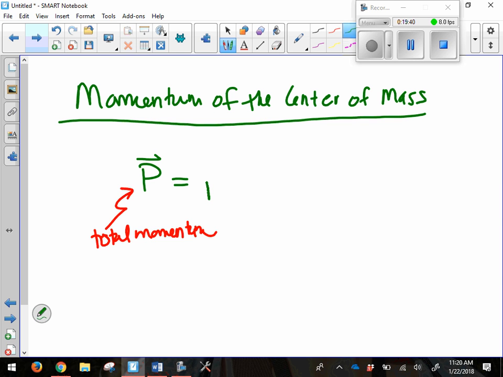Because, of course, I could write the total momentum as the initial momentum of all of my objects. And just for simplicity's sake, I'm going to say there's two of them. Okay? But I can also say that this is equal to the total mass times the velocity of the center of mass.